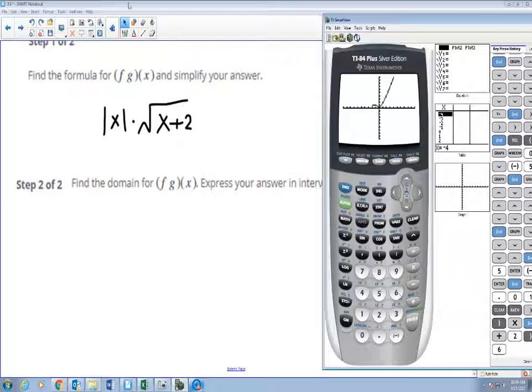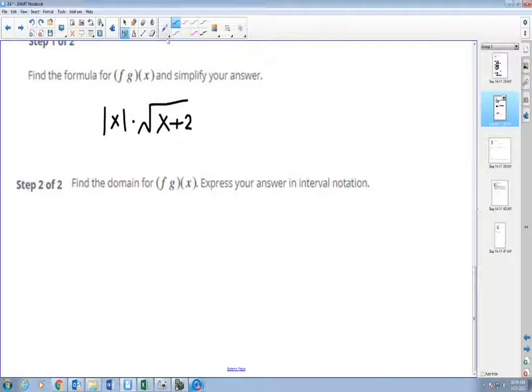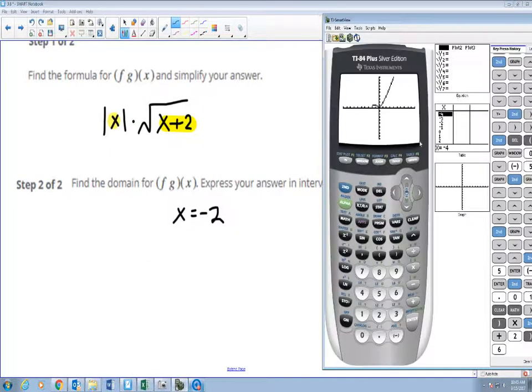So if I set what was inside my absolute value equal to 0, that x will be equal to 0. If I set my x plus 2 equal to 0, that x will be -2. So this problem tells me that I will probably start at -2, because the 0 is actually bigger than the -2.